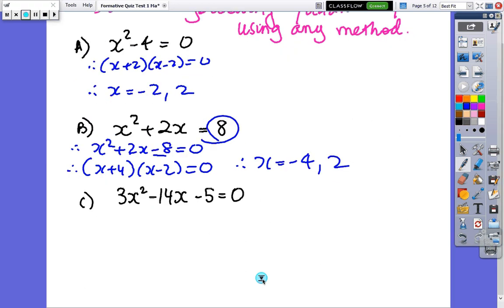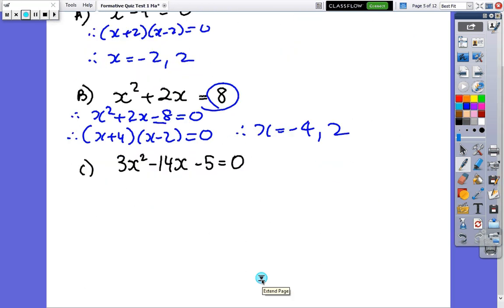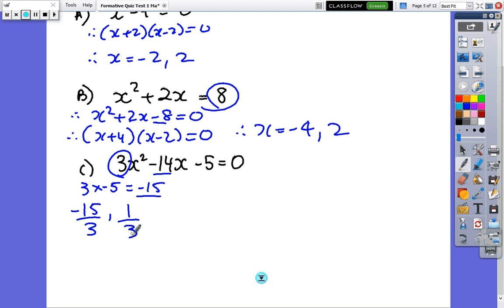Now next one, you can use any technique. I might use the Indian technique. So 3 times minus 5 equals minus 15. Two numbers that multiply to minus 15 and add to minus 14 is minus 15 and 1. That gives you the minus 14. But I multiply by 3, so I divide by 3, which equals minus 5 and a third. And so the answer is x equals the opposite of those numbers, so it's 5 and negative a third.